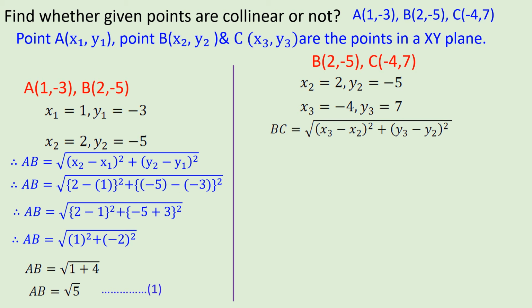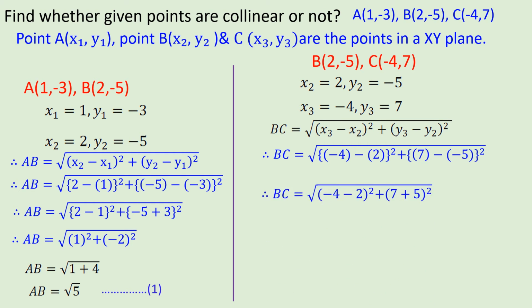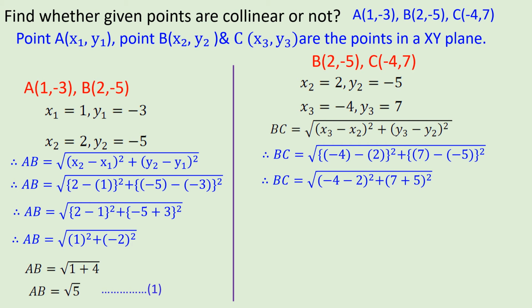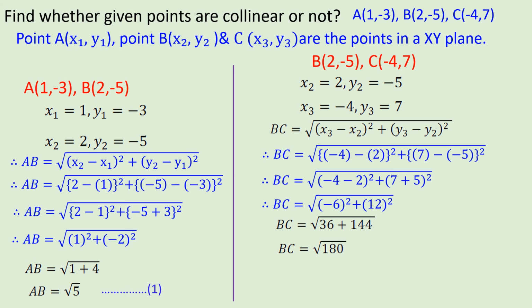So when we find the distance between BC using the distance formula, first substitution: (-4 minus 2) whole square plus (7 minus of -5) whole square. It is done just like segment AB. Again simplification: (-4 minus 2) whole square plus (7 plus 5) whole square, which is (-6) whole square plus 12 whole square. 36 plus 144 will give you 180, and when we simplify we get 6 root 5.